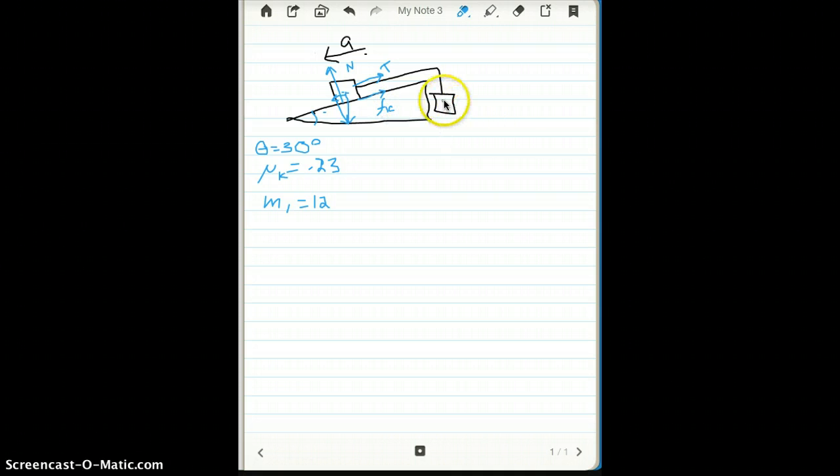The forces acting on this one are much simpler. We've got the tension going up the string, same tension because it's the same piece of string. And then we have this mystery weight, or M2 times G. So after we've drawn our free body diagrams, we're going to do the sum of the forces equals MA, so apply Newton's second law to both blocks.